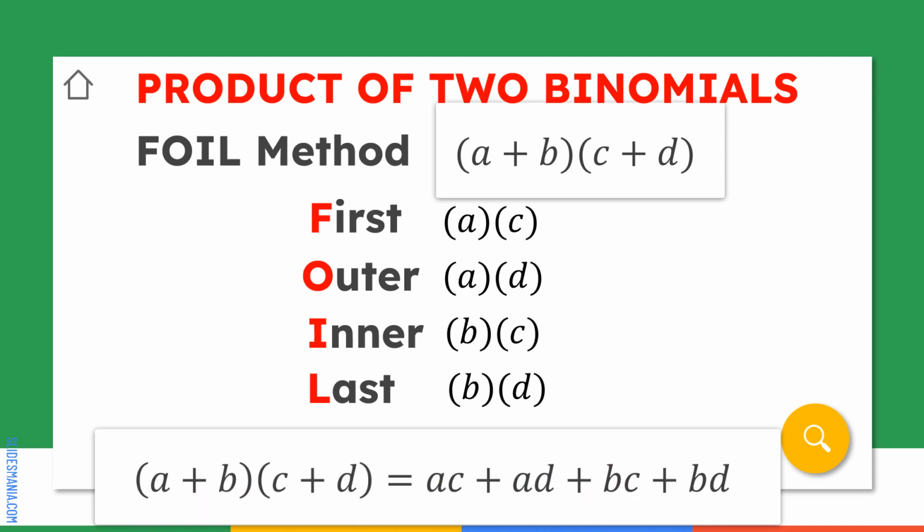So, the final product of a plus b and c plus d is ac plus ad plus bc plus bd. This will serve as our general formula. But later on, we will not be dealing with a and b. We will be dealing with the variables. We will just substitute them into this formula.